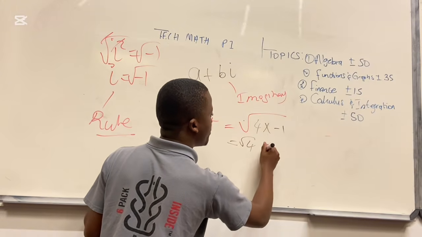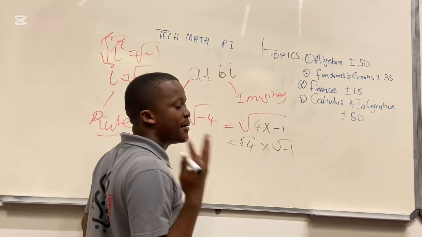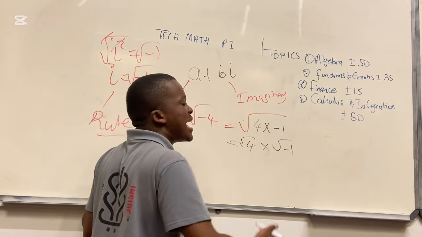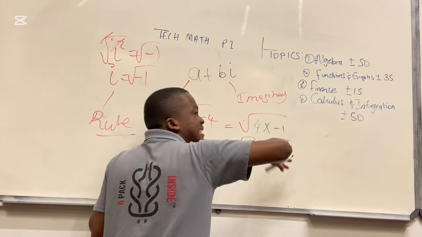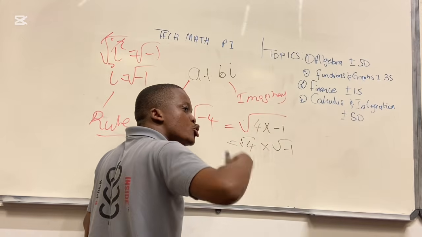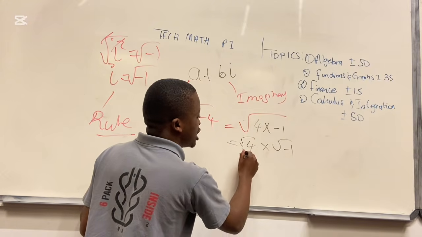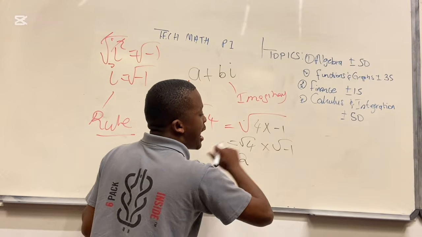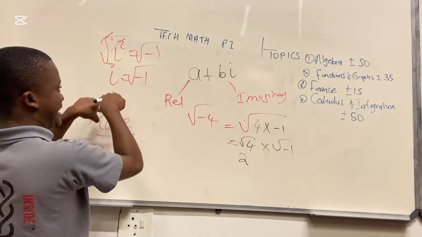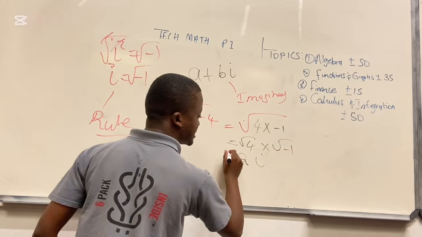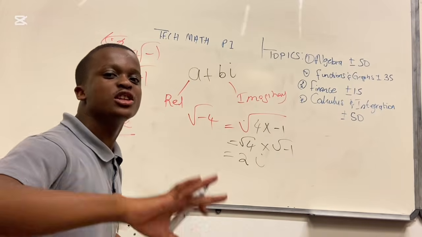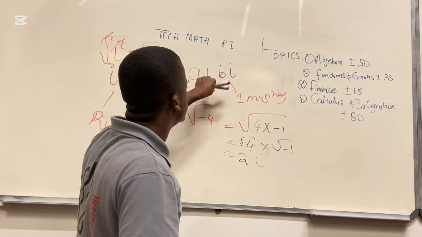Square root of 4 times square root of -1, because they are sharing the same root in their nature. These are the properties of sets. In mathematics, you always use your previous knowledge. This is 2, and the square root of -1 is i. This is equal to 2i. That is what we are dealing with when it comes to complex numbers.